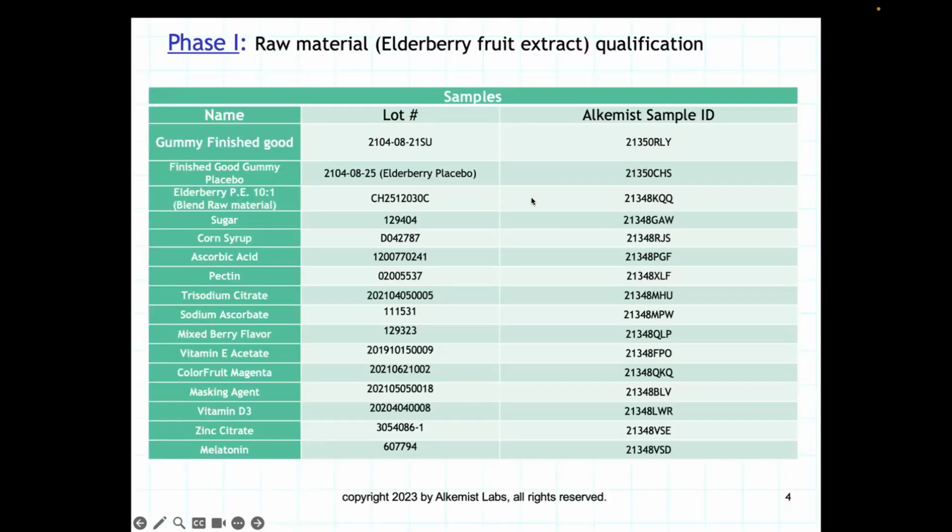Okay, so these are the contents of the gummy itself, and in this particular case, we had the gummy, the sample itself, and then we have a placebo that was created by the manufacturer, so everything but the elderberry. And then there was the finished good itself, which contained the elderberry, and then all of these particular ingredients.